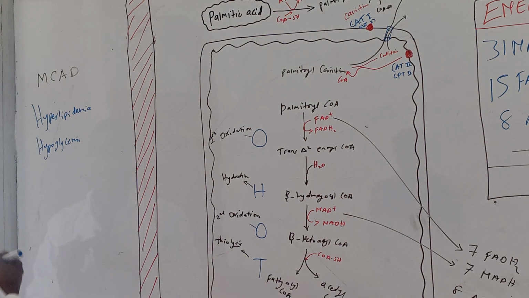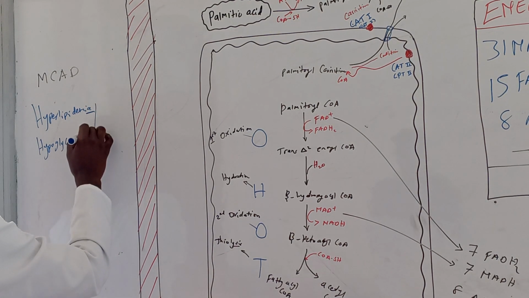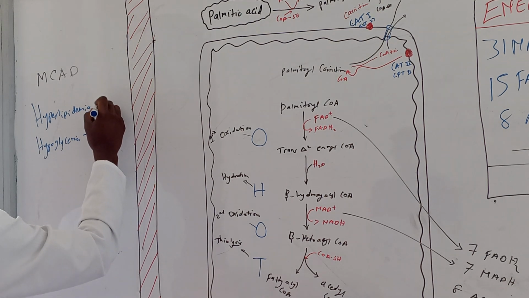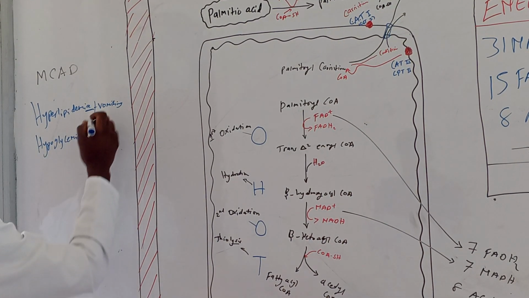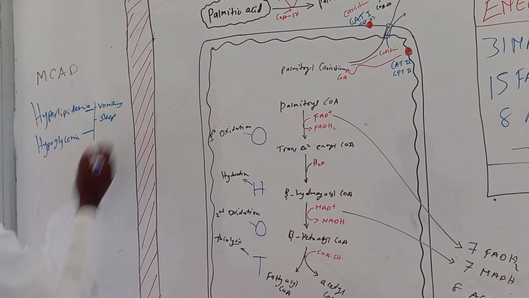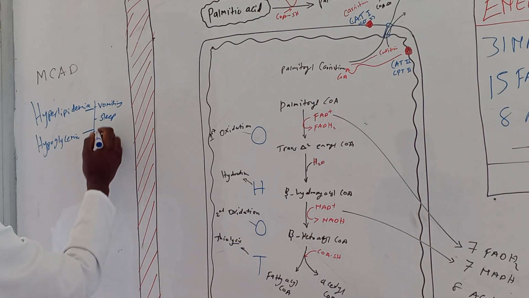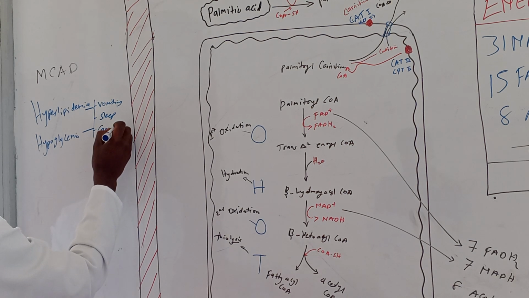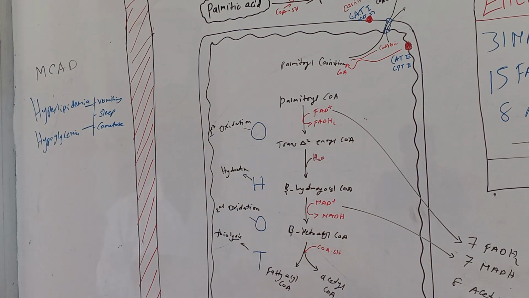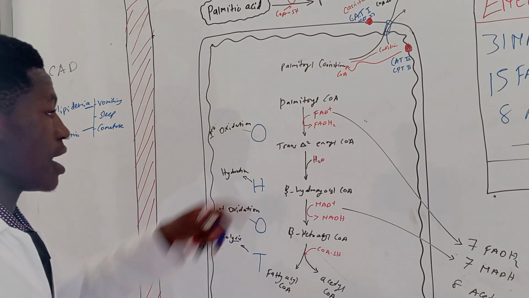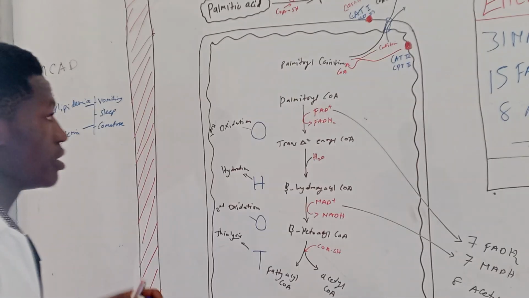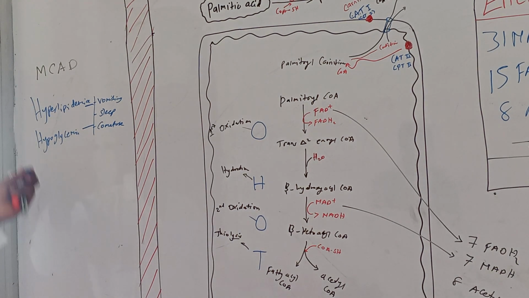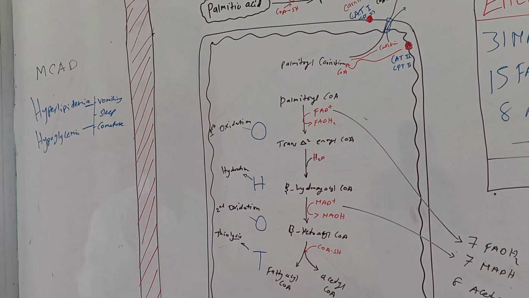They experience vomiting. They experience extreme sleep, they always sleep. Then they can become comatose. So these are some of the symptoms associated with the deficiency of the acyl-CoA dehydrogenase, leading to accumulation of the fatty acid-CoA in the liver, hyperlipidemia, hypoglycemia for that matter. Then these are the symptoms: vomiting, extreme sleep, and also comatose.